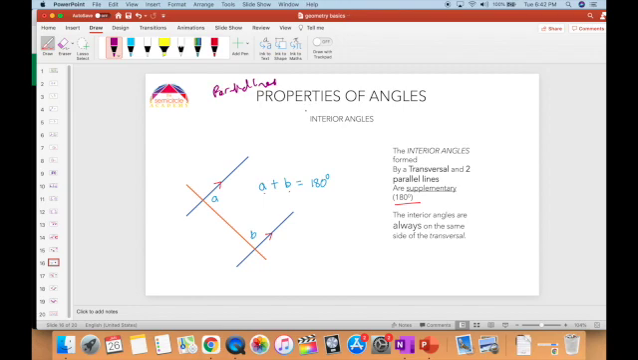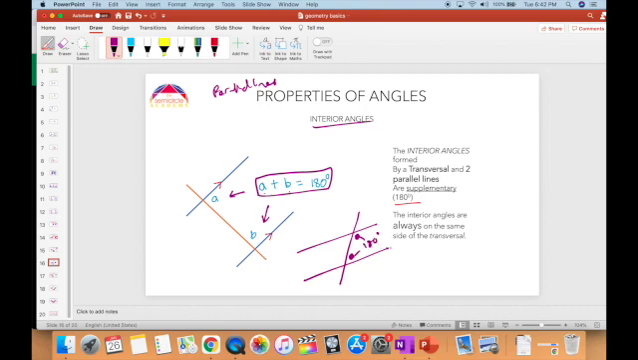Properties of angles, parallel lines, right? And the first one is interior angles, and interior angles always add up to 180 degrees. So look at the interior angles here and here. If I had these parallel lines and I drop a transversal like that, these two interior angles, this one and this one, will always add up to 180 degrees.